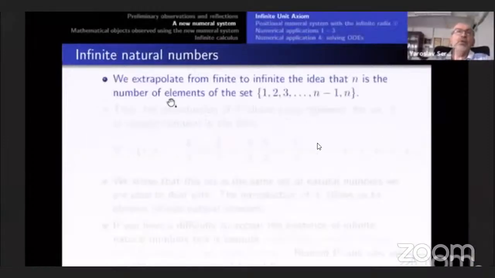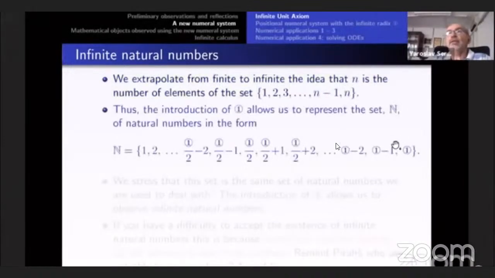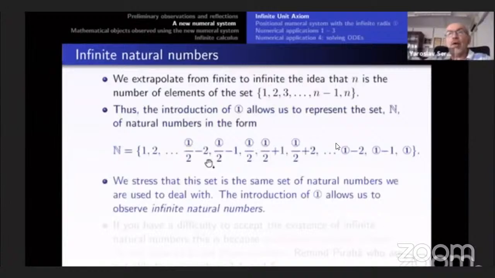Okay, so we have introduced gross 1 as the number of elements of the set of natural numbers. We extrapolate from finite to infinite this idea that the set 1, 2, 3, ..., n minus 1, n has n elements. So gross 1 is the last. So we have introduced gross 1. Gross 1 is the last natural number because it's the number of elements in the set of natural numbers. In the same way, in the set from 1 to n, n is the number of elements. So now we are able to observe infinite natural numbers.